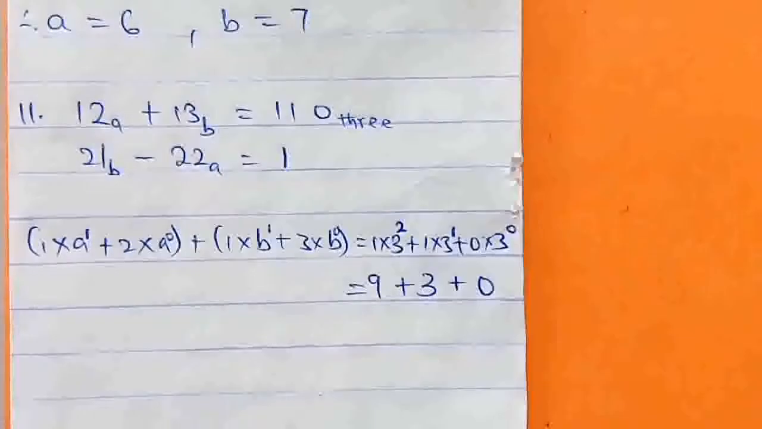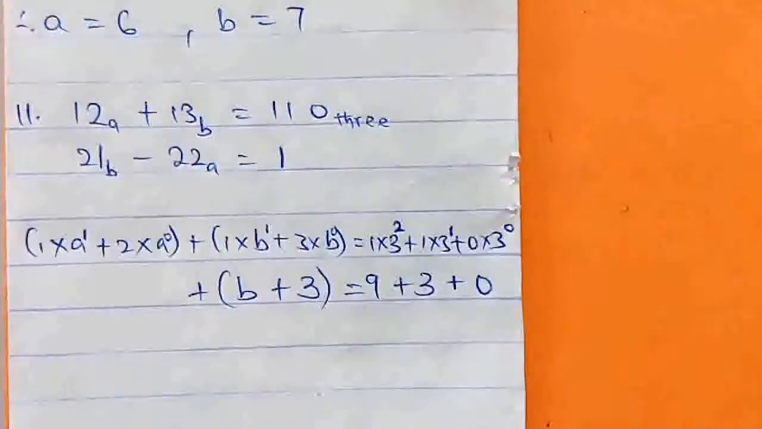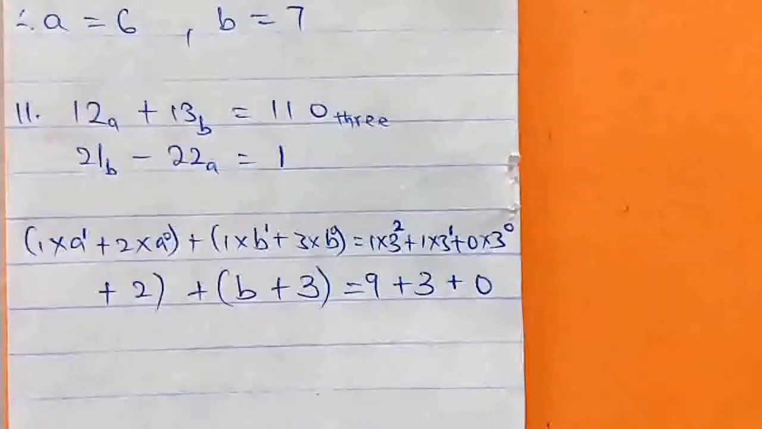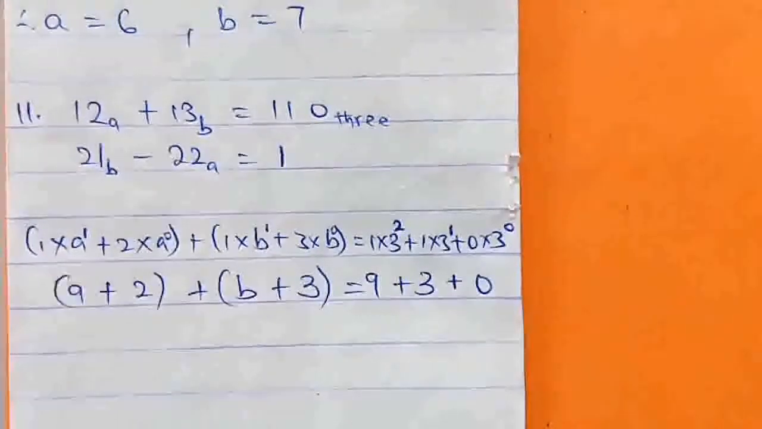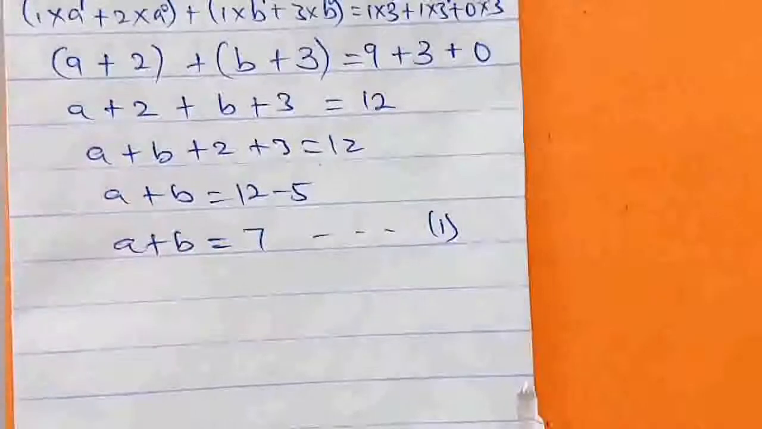B raised to power 0 will give us 1. 3 times 1 will give us 3. B raised to power 1 will give us B. 1 times B will still give us B. A raised to power 0 will give us 1. 2 times 1 will give us 2. A raised to power 1 will give us A. 1 times A will give us A. Opening bracket. Since this is positive, just remain the same. Collection of like terms. Let numbers go closer to numbers and let alphabets go closer to alphabets, which forms, this becomes our equation 1. I can make A the subject formula here.